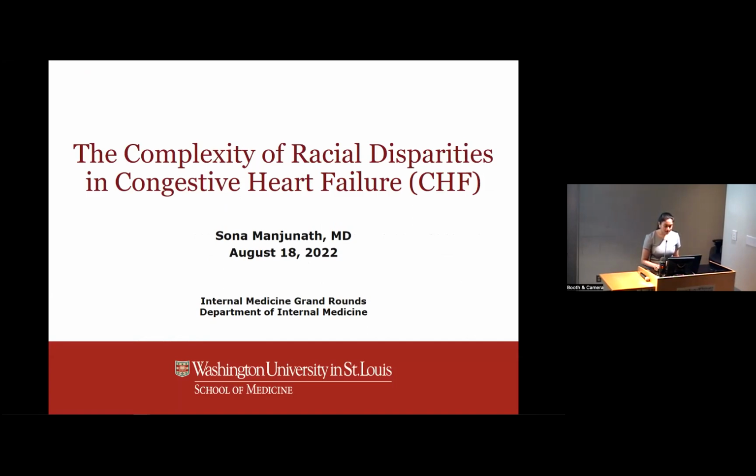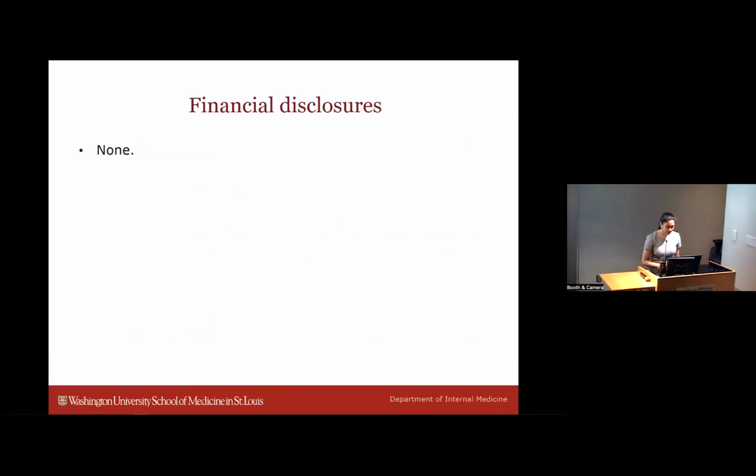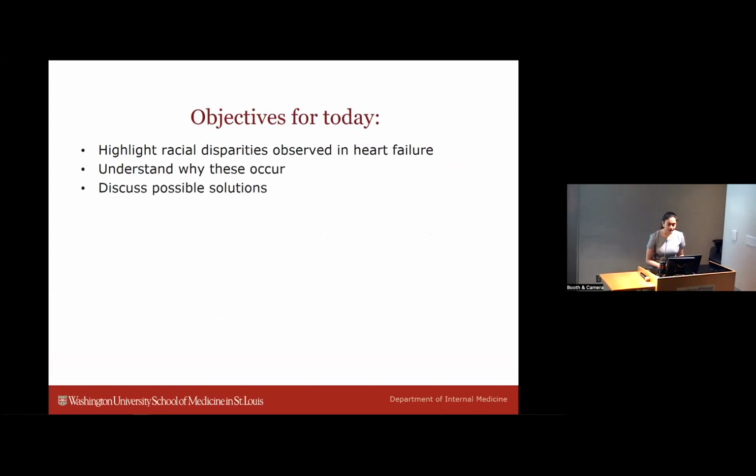I'll be talking about the complexity of racial disparities in congestive heart failure. I don't have any financial disclosures. And here's the outline for my talk. It's pretty simple. We'll highlight racial disparities observed in heart failure. We'll understand why these occur and discuss possible solutions. At the end, my goal is to convince you that we have miles before us in mitigating the gap of racial disparities, specifically in cardiovascular diseases and heart failure.